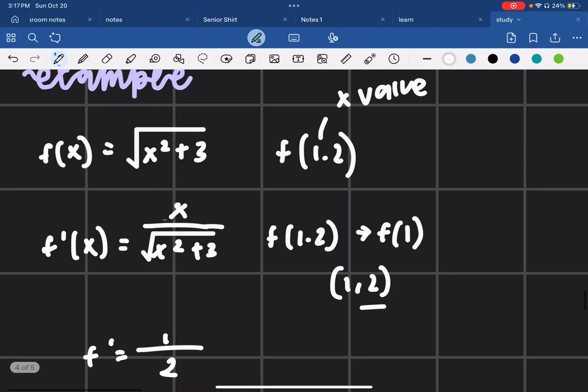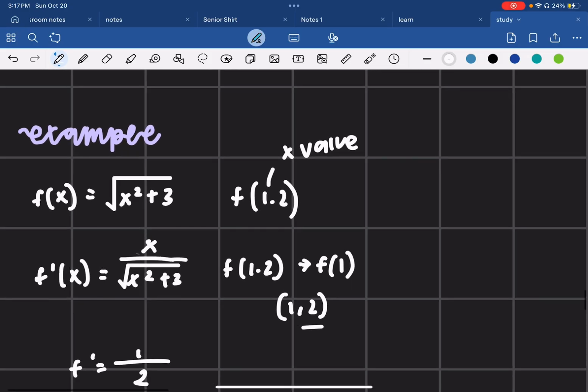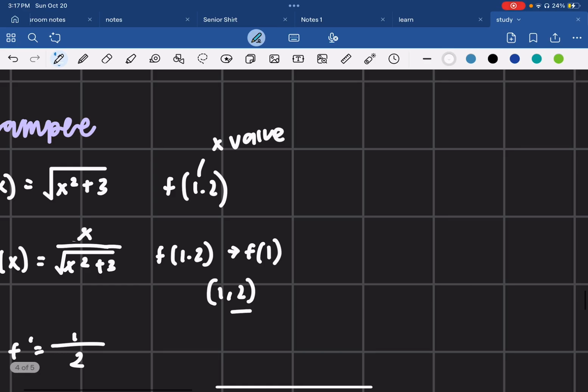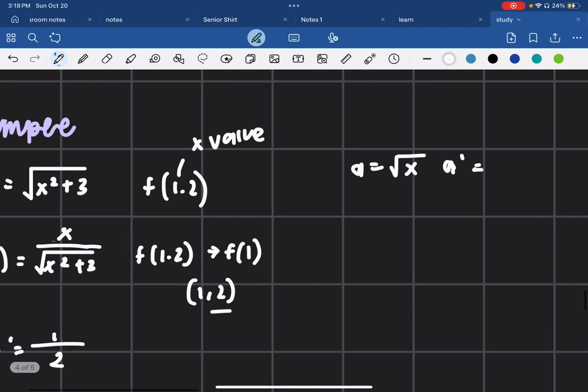To find the derivative, we're going to use the chain rule, I think, because we have a function inside of a function. So we have the root of x squared plus 3. Your a is going to be equal to your root x. Your a prime is going to be equal. If you don't know how to do these rules, please go back and watch a video on how to do this. But your a prime is going to be 1 over 2 root x.